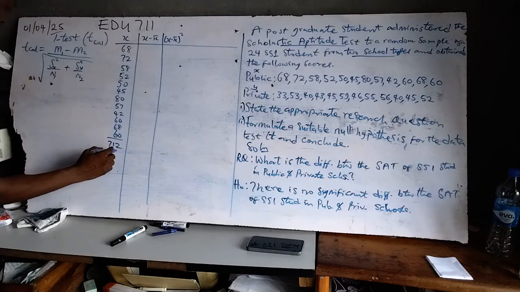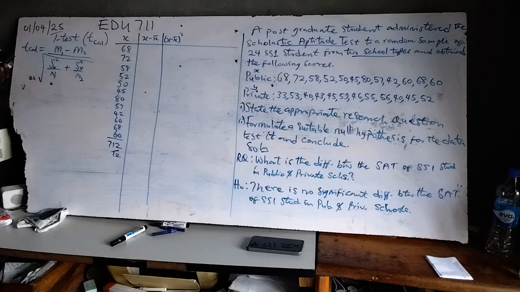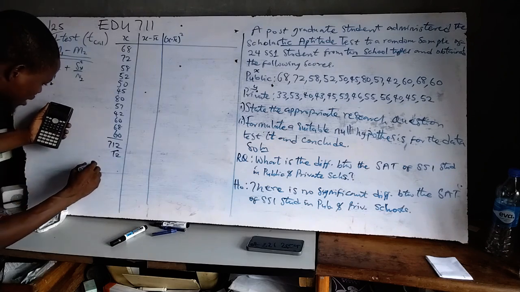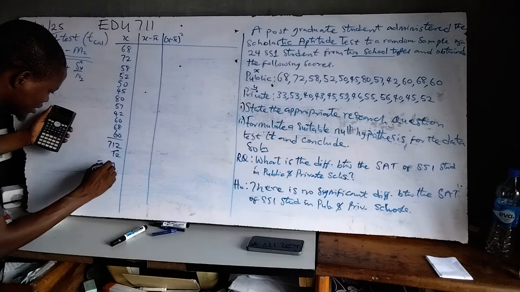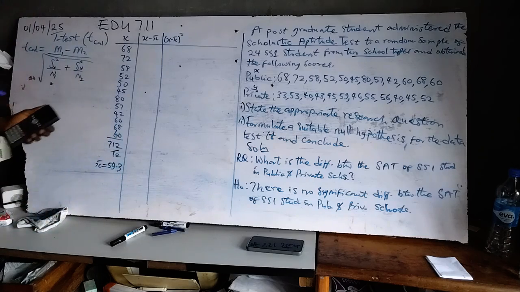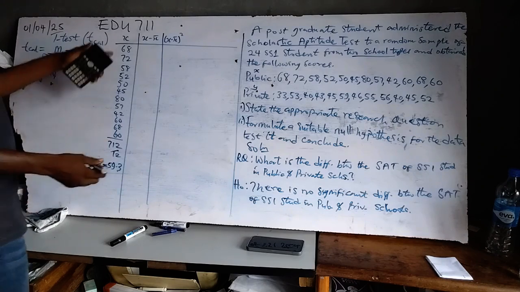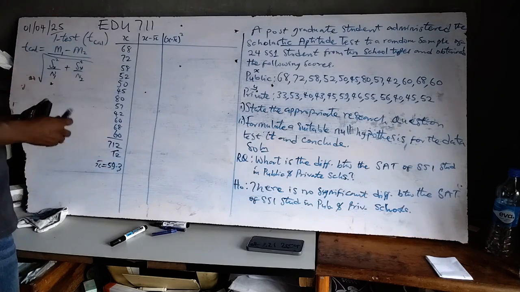So now divide this by 12. 712 divided by 12 gives us 59.3. So our x bar is equal to 59.3. Yes. So now we need to subtract this from each value.